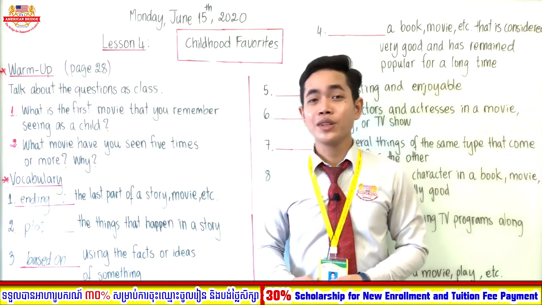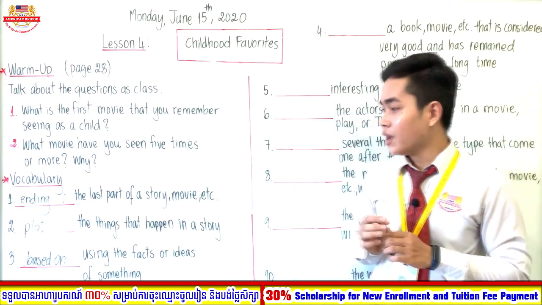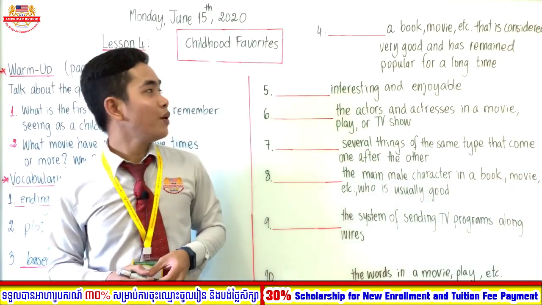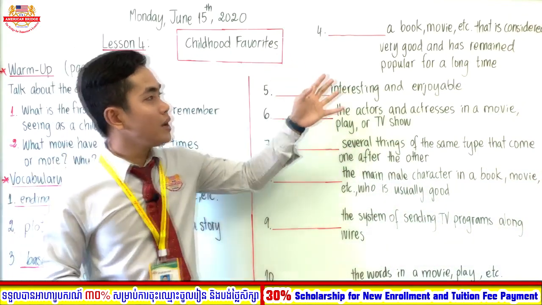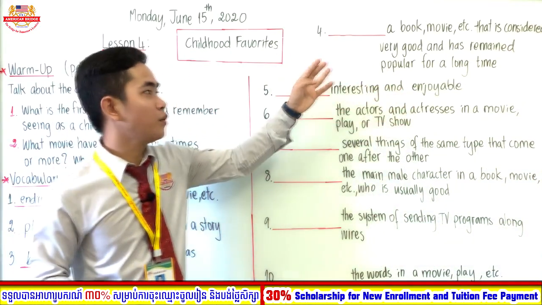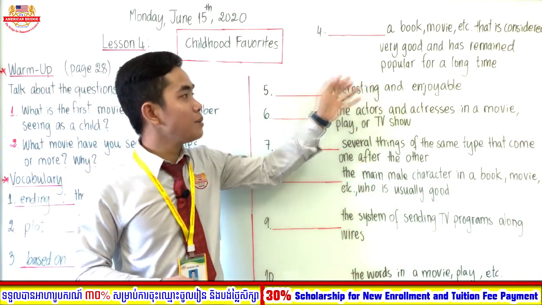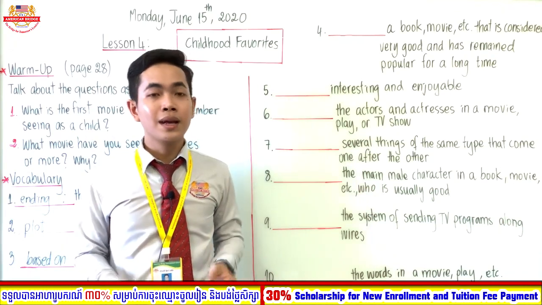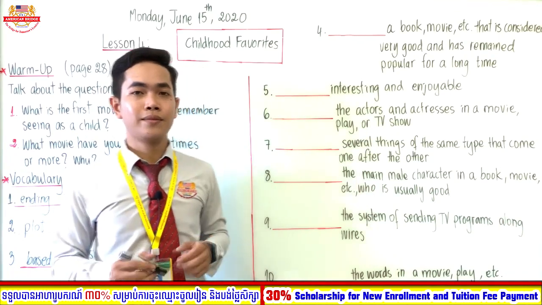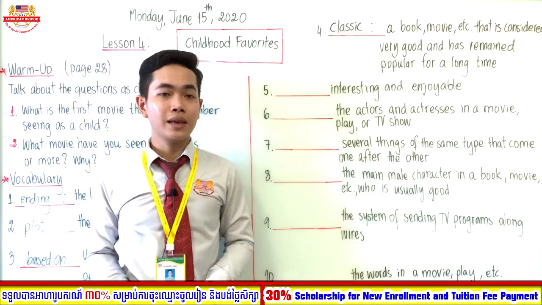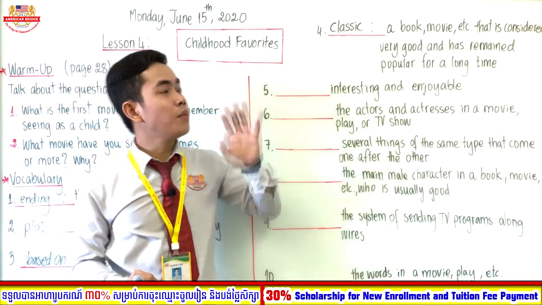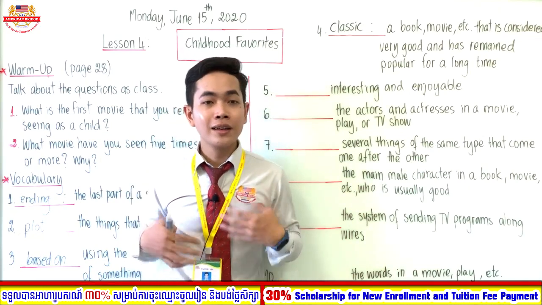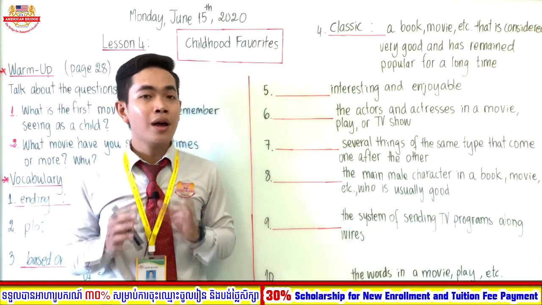All right, so we have finished word number three. Now let's move to four. Number four is a book or movie that is considered very good and has remained popular for a long time. Okay, the word is classic. Good job. Okay, now the word classic means a book or movie that is popular and good as well. Okay, now let's listen to my example.